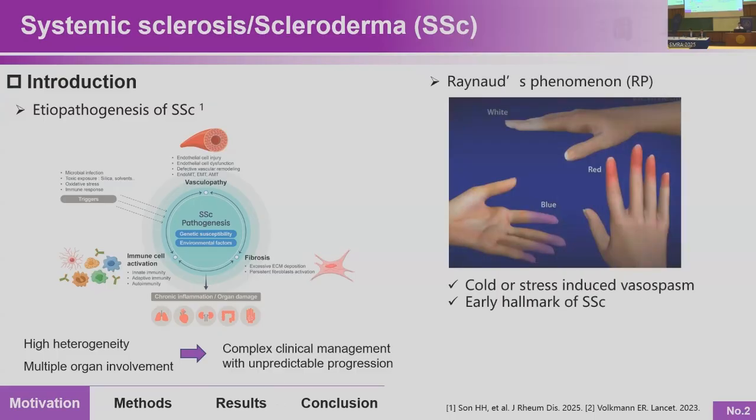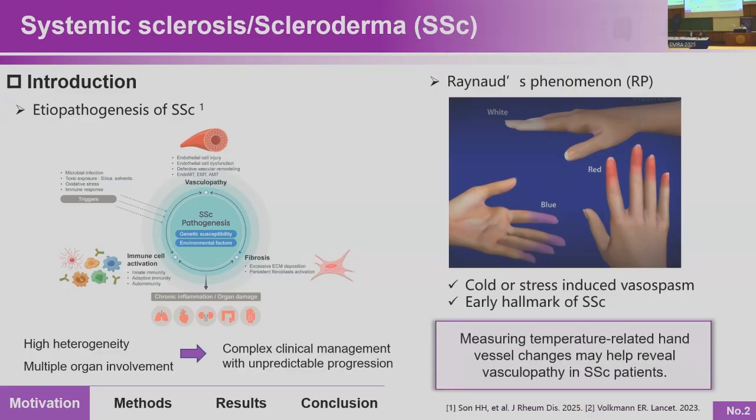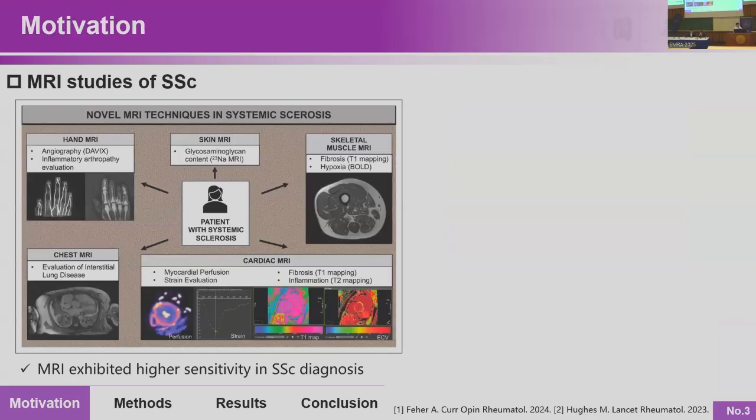The hand is the very first affected region. Raynaud's phenomenon, which is cold or stress-induced vasospasm, is the early hallmark of systemic sclerosis. Therefore, measuring temperature-related hand vessel changes may help reveal vasculopathy in systemic sclerosis patients. MRI is sensitive for evaluating the early manifestations of systemic sclerosis and has been widely used in multiple organs affected by the disease.